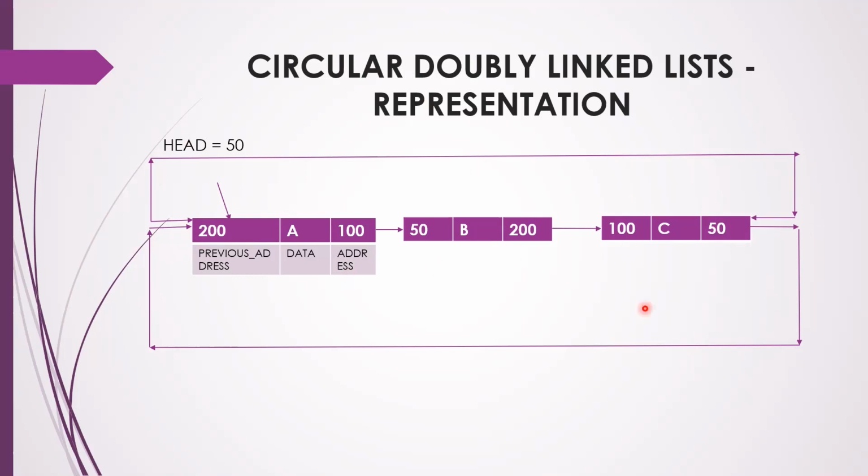How? The last node is present at the address 200. So the previous address of A, that is data A, is 200. But if it were a normal doubly linked list, the previous address would be null. But we have updated it here as 200. So this will point to the last node. Similarly, the starting address of the first node is 50, which is present as the next field of the last node C.